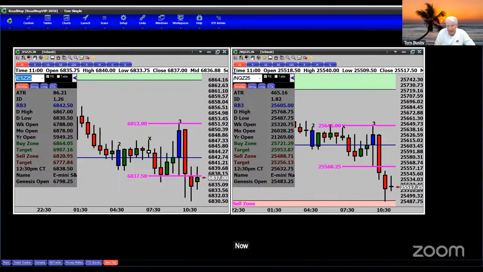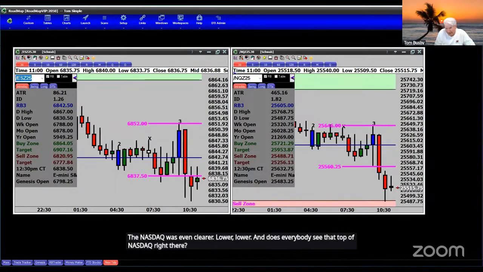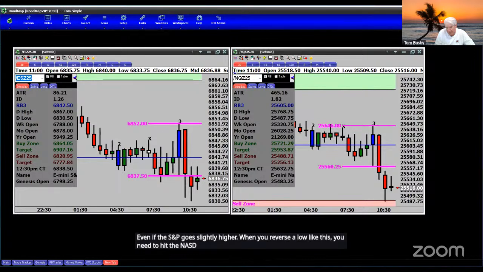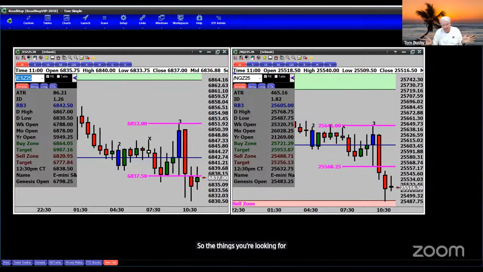Now, let's go look at the NASDAQ. The NASDAQ was even clearer: lower, lower. Does everybody see that top of NASDAQ right there? Even if the S&P goes slightly higher, when you reverse a low like this, you need to get the NASDAQ above that number also. So the things you're looking for, it could keep going down during Genesis, but the things you're looking for are what would tell you had a turnaround in an upward market.